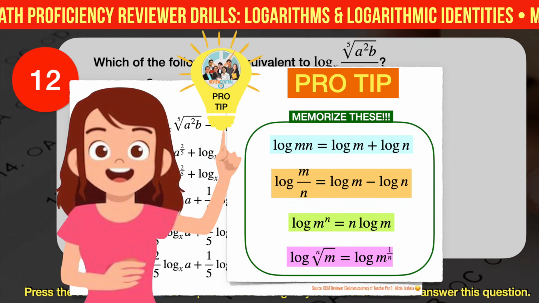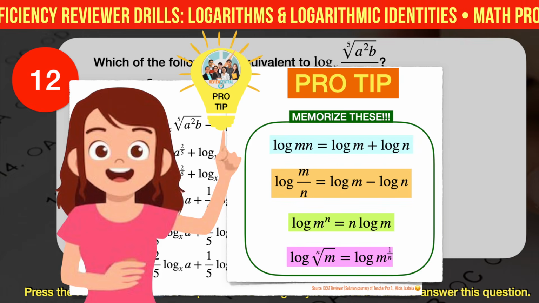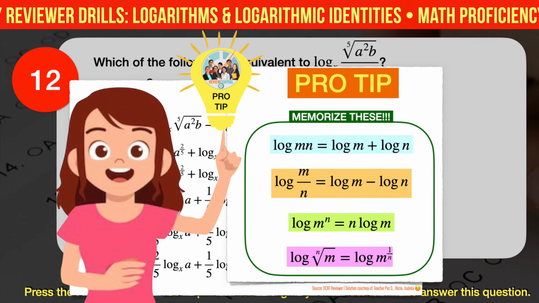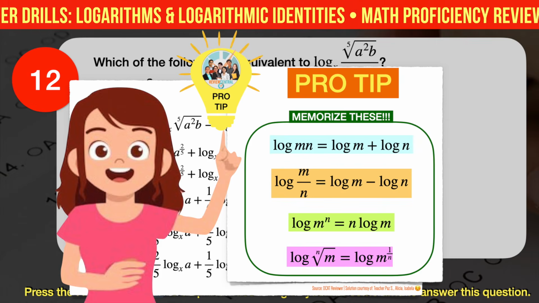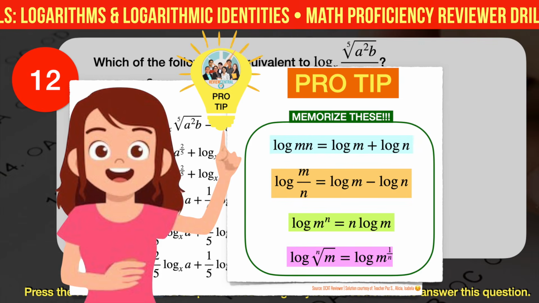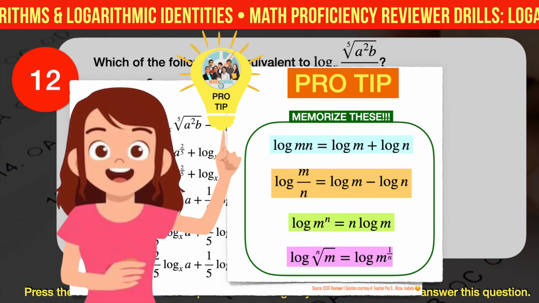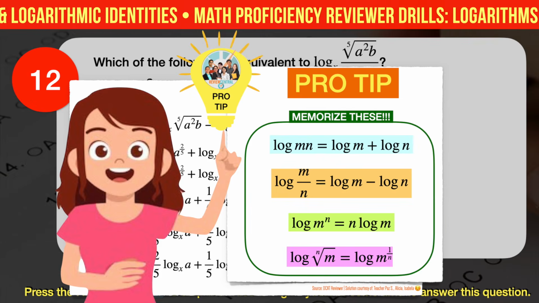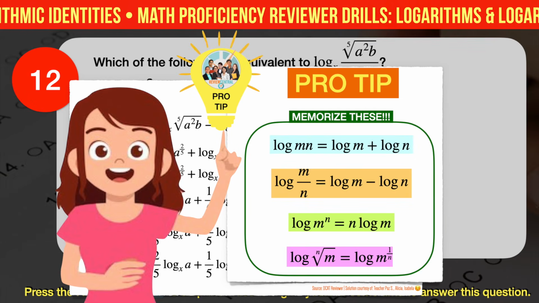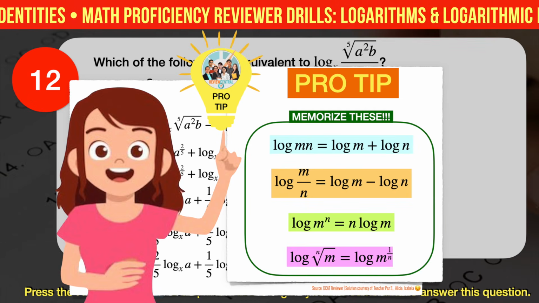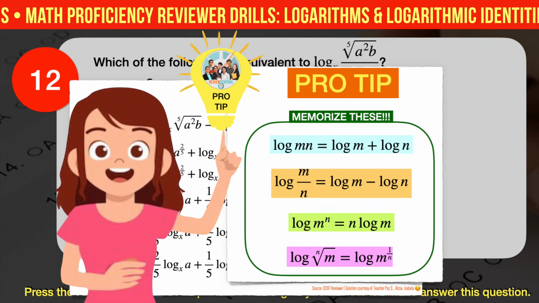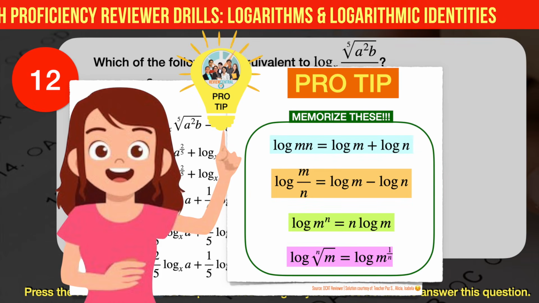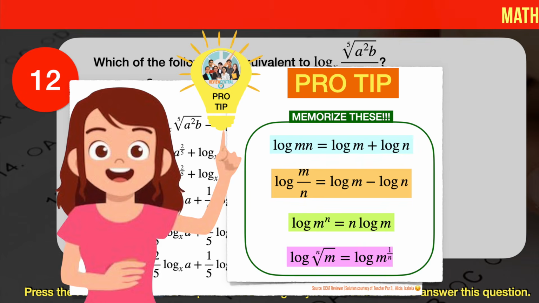1. The product rule. The logarithm of m times n is equal to the logarithm of m plus the logarithm of n. 2. The quotient rule. The logarithm of m over n is equal to the logarithm of m minus the logarithm of n. 3. The logarithm of m raised to n is equal to n times the logarithm of m. And 4. The logarithm of the nth root of m is equal to the logarithm of m raised to 1 over n.